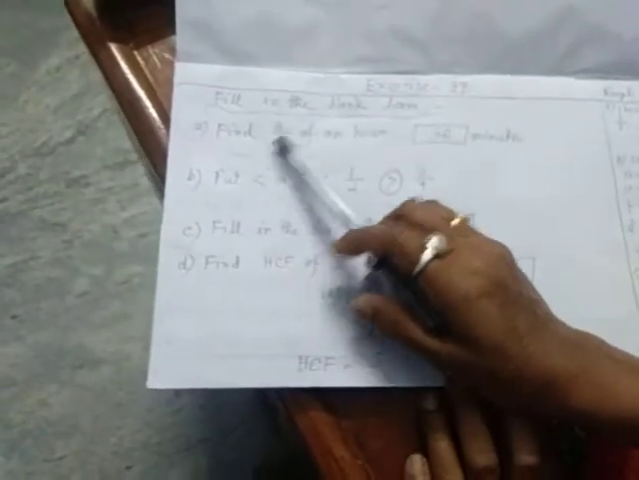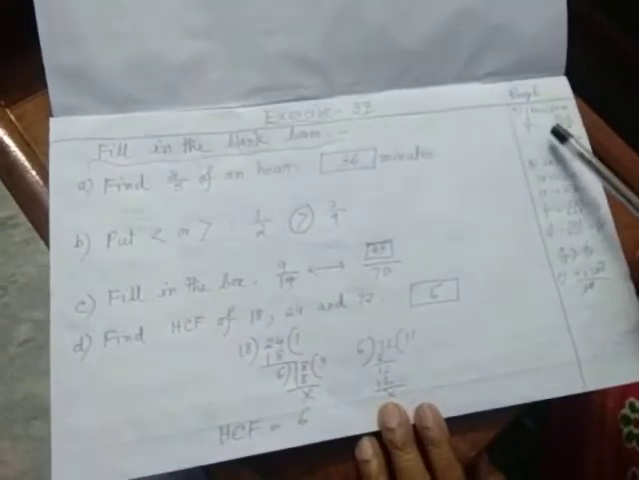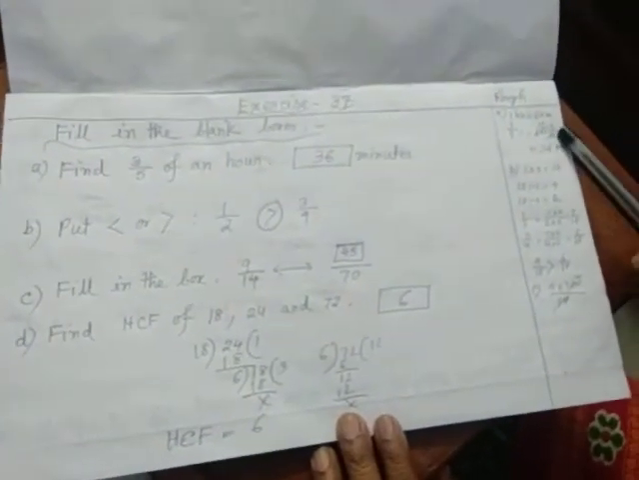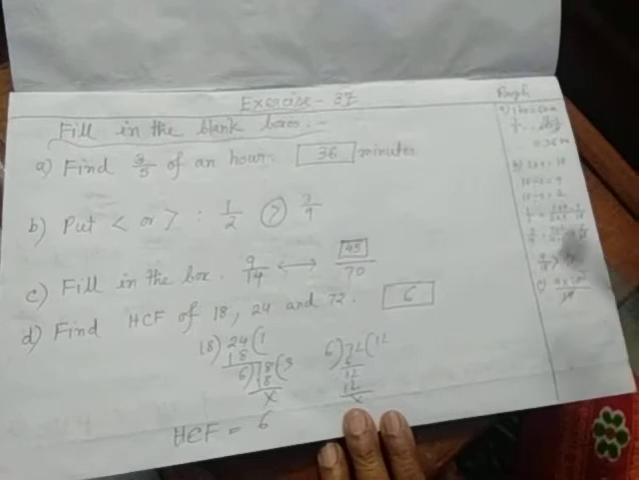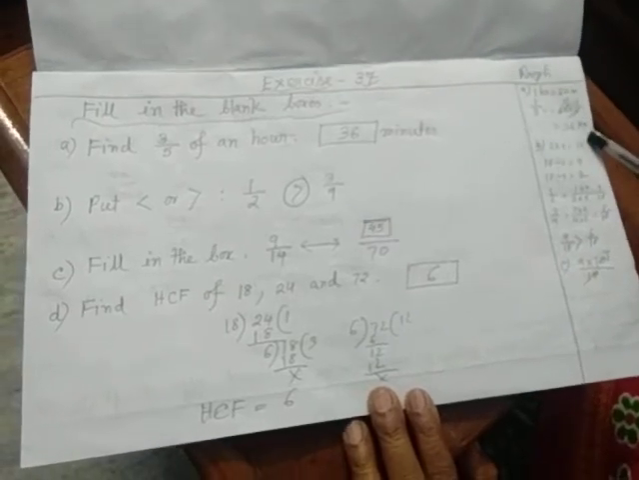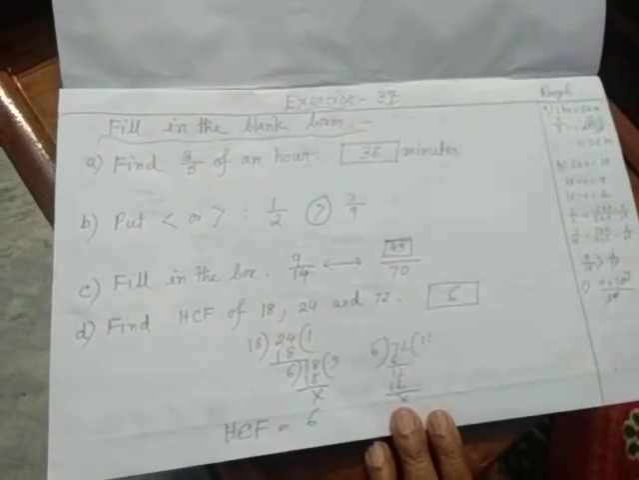A. Find 3 by 5 of an hour. 1 hour equals 60 minutes. So 3 by 5 hours equals 60 into 3 by 5. 5 twos are 10... 5 twelves are 60, 12 threes are 36. So 36 minutes.